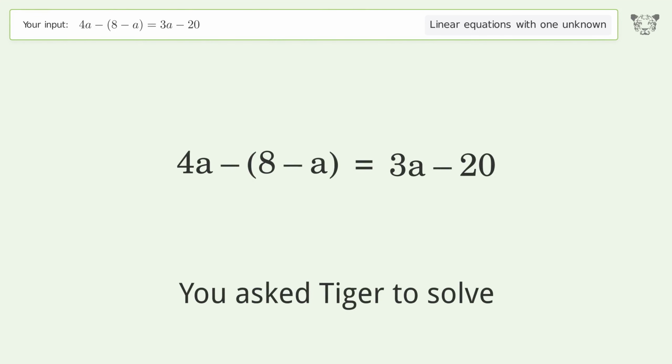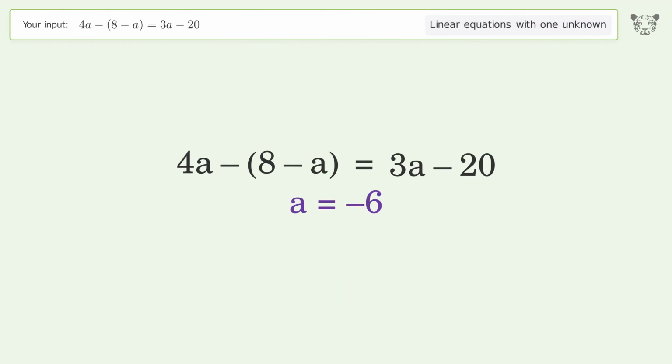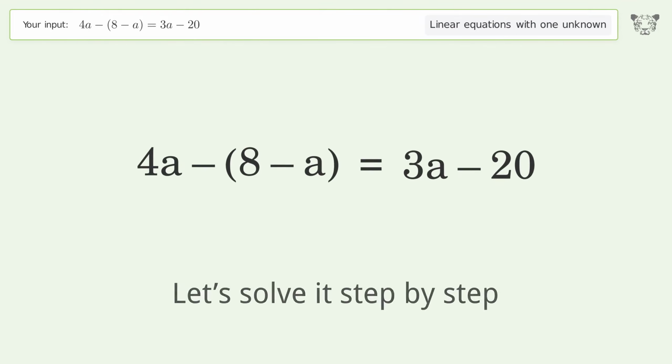You ask Tiger to solve this. This deals with linear equations with one unknown. The final result is a = -6. Let's solve it step by step.